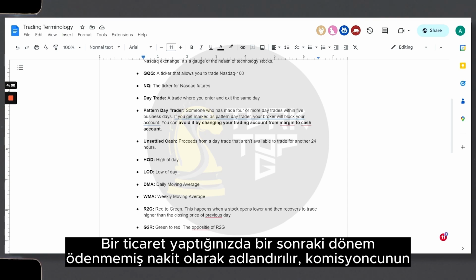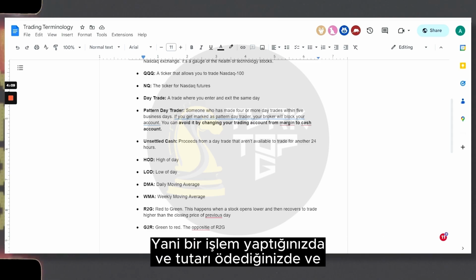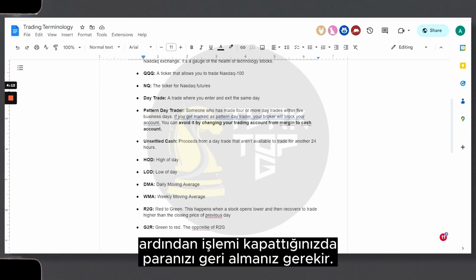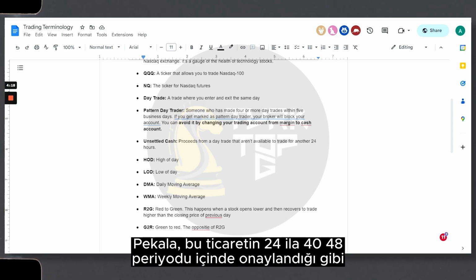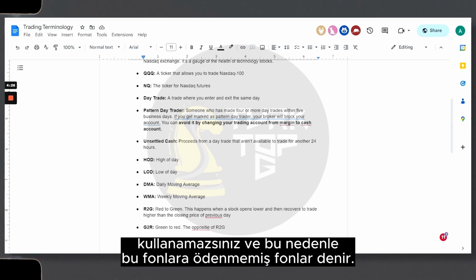Next term is called unsettled cash. When you make a trade, someone on the back end from the broker has to confirm if your trade happened or not. So when you make a trade and you pay the amount, and then when you close the trade, you should get the money back. But this trade is confirmed within a 24 to 48 hour period. So you cannot really use that money again until that trade is confirmed. And that's why those funds are called unsettled funds.